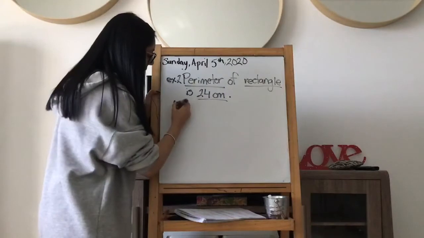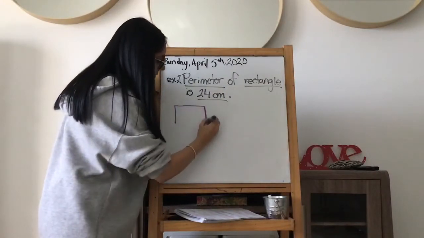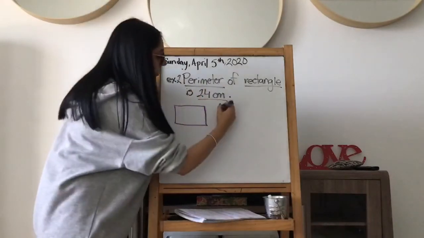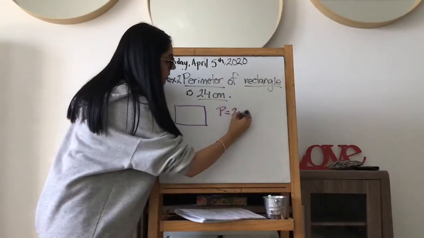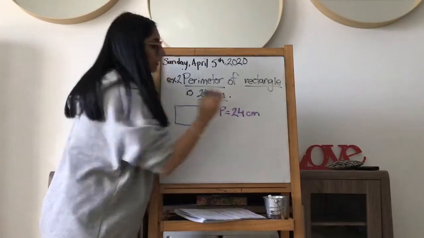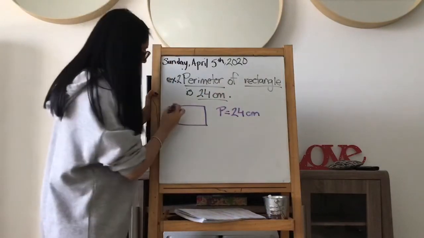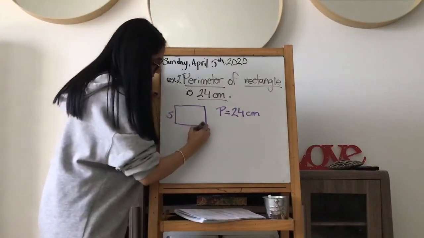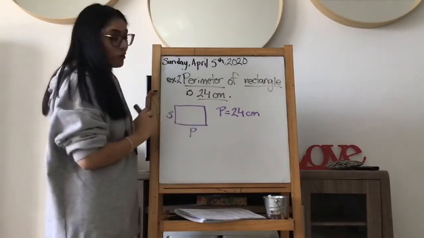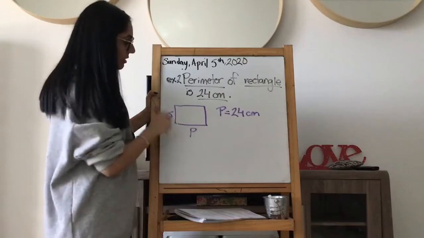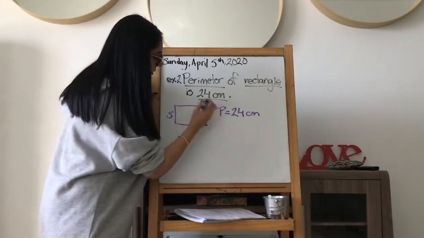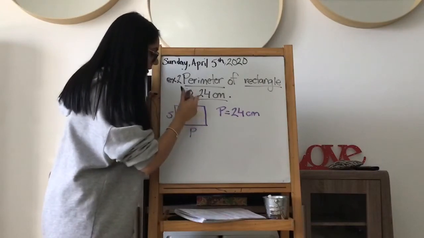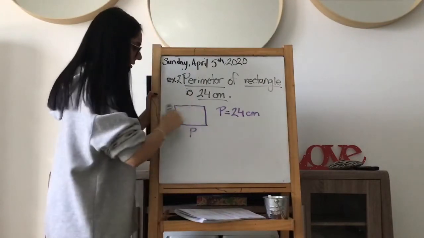So I know it's a rectangle. I'm going to draw a rectangle, right? And I know that my perimeter has to equal 24 centimeter. And I need to fill in variables. So this time I'm going to say maybe I'm going to do S and P. Okay, maybe for salt and pepper, I don't know. So S and P, and obviously this is also S and this is also P, but I'm not going to write that because I want you to get used to it. That should become common knowledge now. This is the same and this is the same.